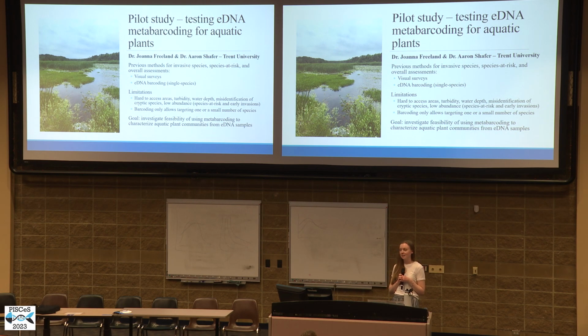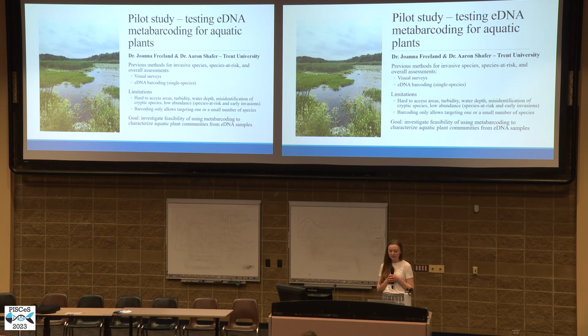You might have some hard to access areas, things like clarity of the water, water depth. The plants can be submerged or floating. And there's a lot of issues with misidentification, specifically with plants. There's a lot of cryptic species, a lot of hybridization that presents some challenges unless you've got an expert taxonomist to identify your plants. And then barcoding can be a great tool for single species, but it only allows you to target one or a small number of species at a time, and essentially leaves you blind to everything else that might be present. So our goal is to investigate the feasibility of using metabarcoding to characterize aquatic plant communities from eDNA water samples.